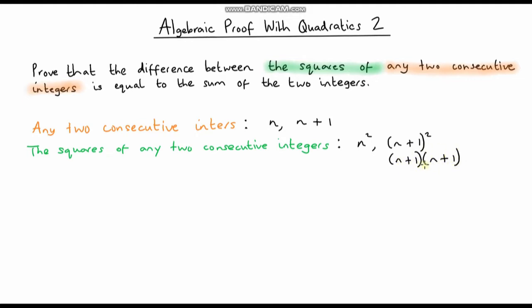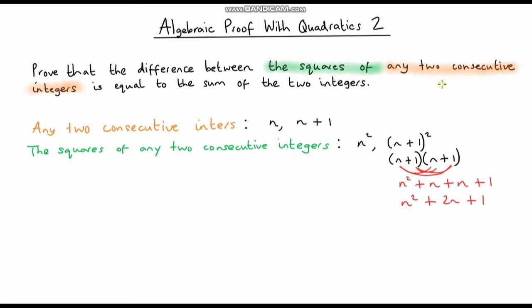Now to expand this out, we could use the grid method, but just for quickness, I'm going to use the FOIL method. So we're going to multiply everything in this bracket by everything in this bracket. So we're going to do n times n, which is n squared, n times 1, which is 1n, and then 1 times n, which is again 1n, and finally 1 times 1, which is 1. So when we expand this out, we get this expression, but then we can simplify this. So this becomes n squared plus 2n plus 1.